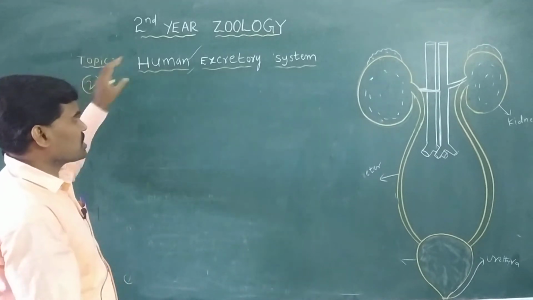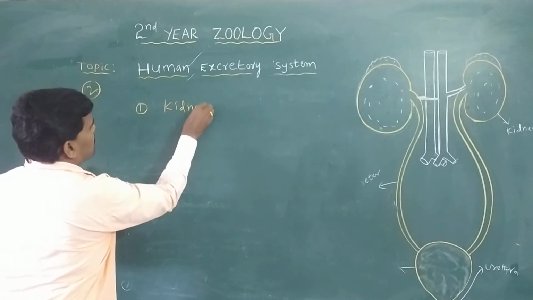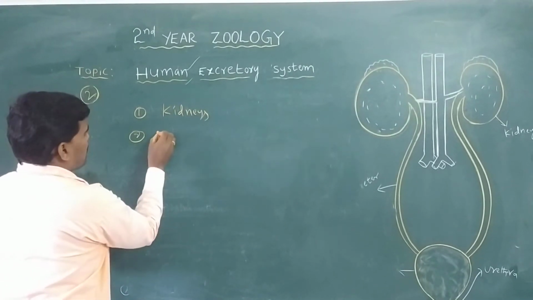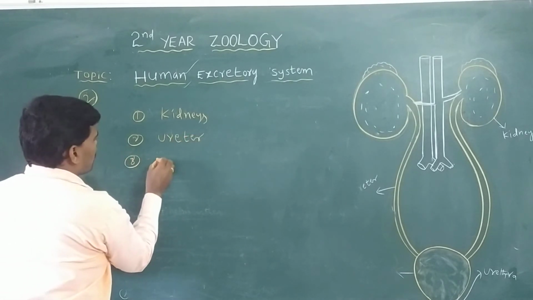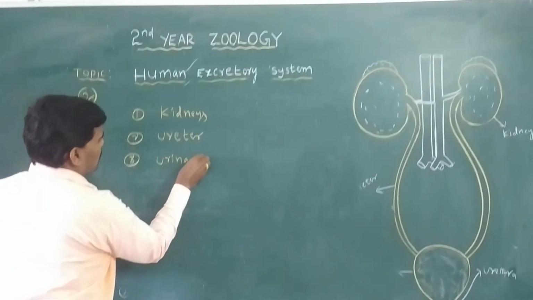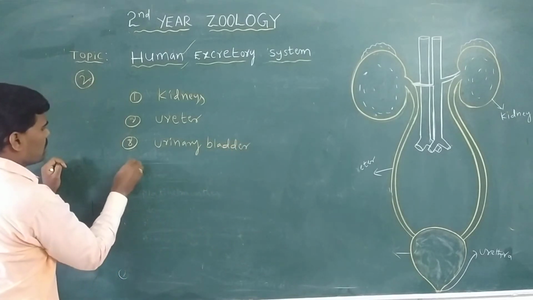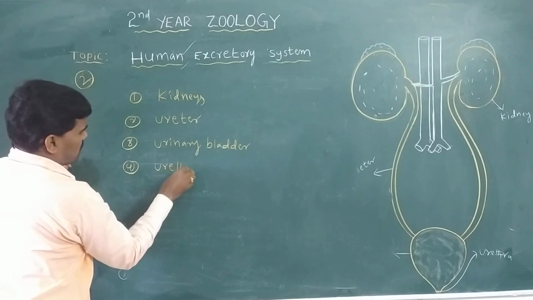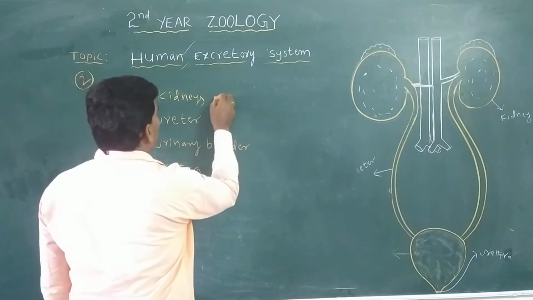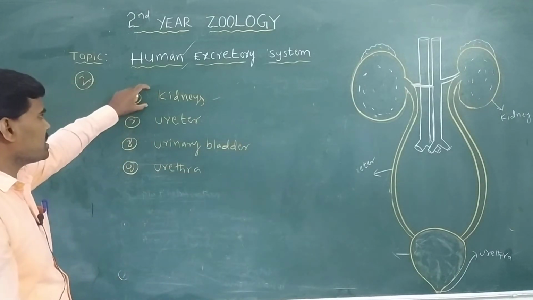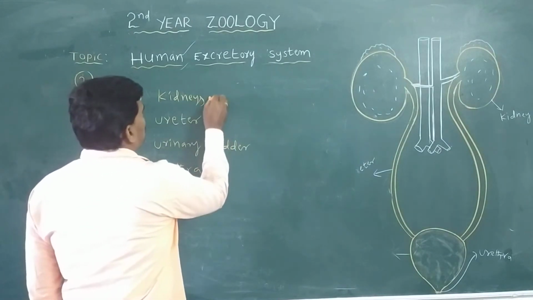The human excretory system has these parts: the first one, kidneys; the second, ureters; the third, urinary bladder; and the fourth, urethra. Kidneys, ureters, urinary bladder, and urethra. Kidneys, so how many pairs of kidneys?